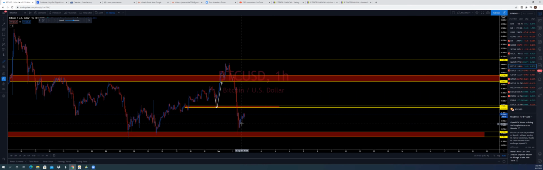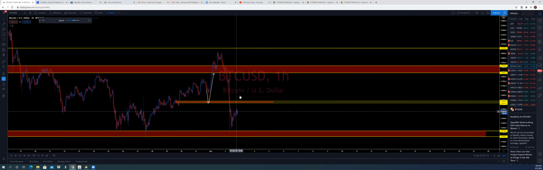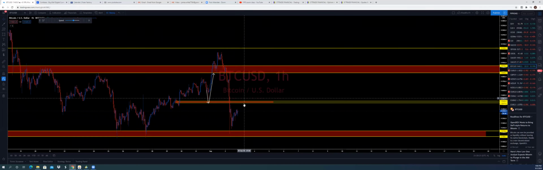But yeah, I want to see how Bitcoin reacts when it gets back to retest this structure here. If it uses this structure as a resistance, or if it breaks through it and turns it into a support. If it breaks through it and turns it into a support, then we'll be looking to buy up to this next price structure right here. It's as simple as that.